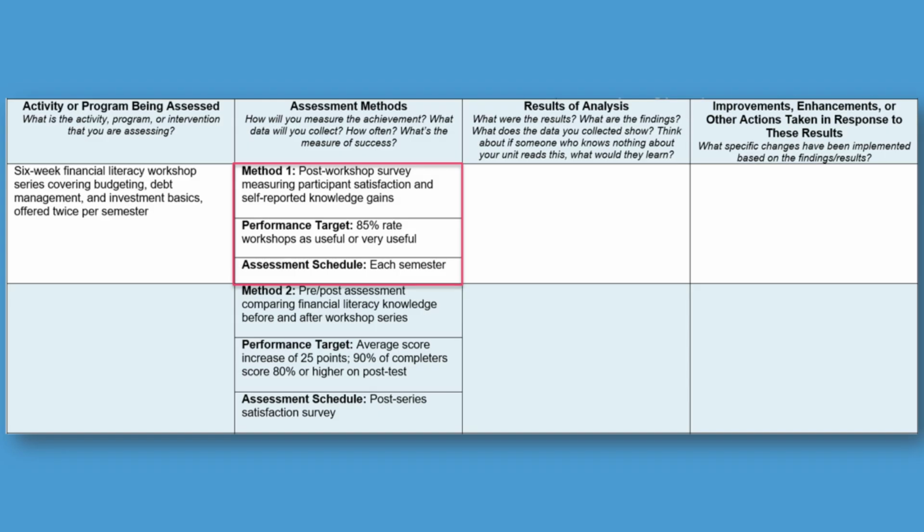Here's a complete example for our financial literacy workshop series. Method 1. Post-series satisfaction survey. Performance target. 85% rate workshops as useful or very useful. Schedule, each semester. See how the activity describes the program and the methods describe how we measure its effectiveness. Method 2. Pre/post assessment measuring knowledge of financial concepts using 20-item test. Performance target. Average score increase of 25 points. 90% of completers score 80% or higher on post-test.